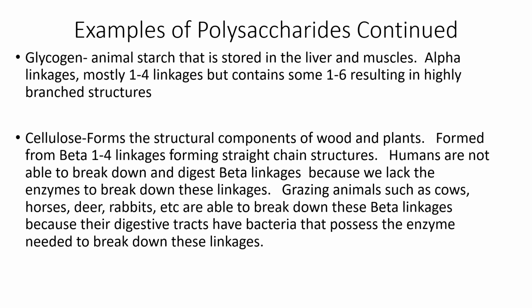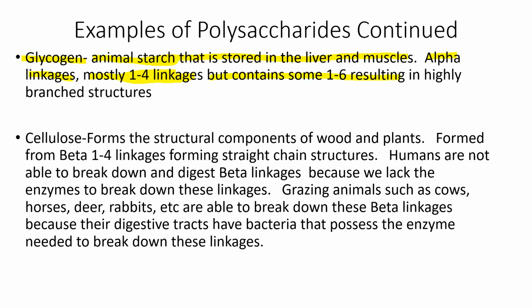We have a couple more common polysaccharides that we want to be familiar with and talk about. The first is glycogen. And glycogen is an animal starch. It's how, as animals, we end up storing our polysaccharides. So glycogen is an animal starch that is stored in the liver and muscles. And just like before, we're seeing alpha linkages. And for glycogen, they're mostly 1,4 linkages, but sometimes you get a 1,6 linkage.